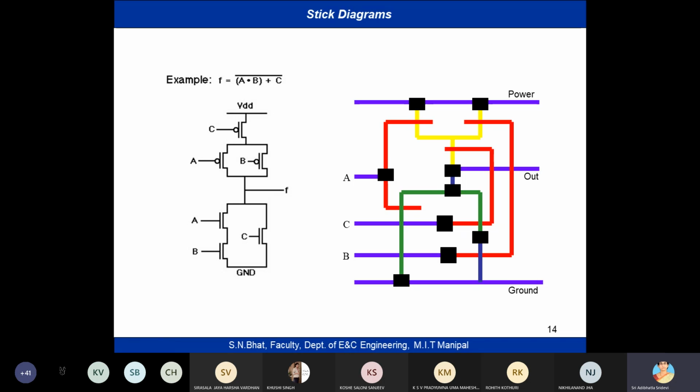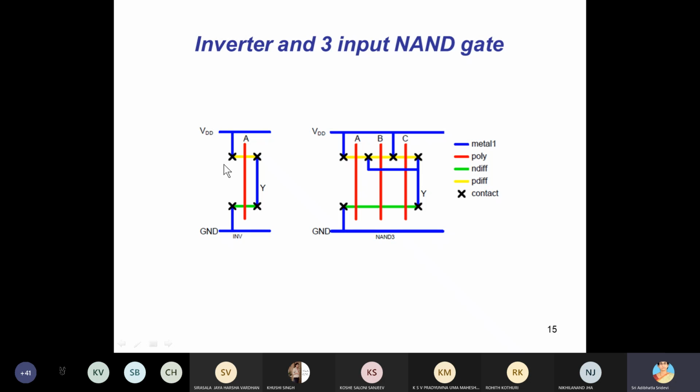So they are using a different approach. They make the diffusion layers horizontal and the polysilicon layers vertical. See, this is also an inverter. Why are they doing this? To avoid unnecessary electrical contacts. You can understand this is an inverter, right? They made P diffusion horizontal, N diffusion also horizontal, and polysilicon vertical. Then they need a connection from supply to P diffusion, and from N diffusion to ground. They are making the electrical contact.